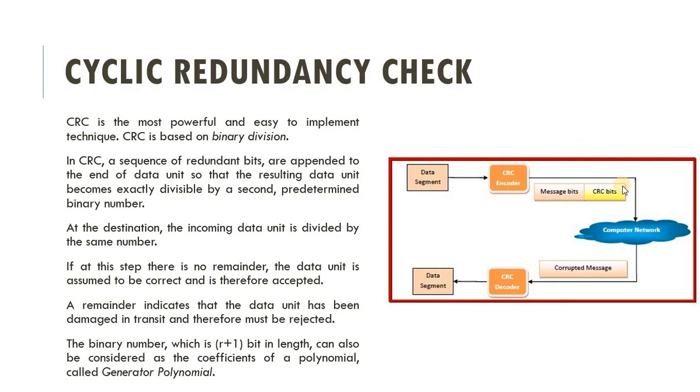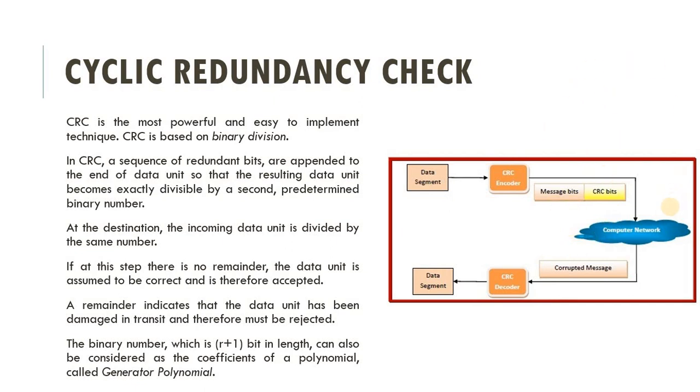So what happened at the sender side? We are adding some redundant bits with the original message bits. Suppose our message is hi, so we are converting this message into the binary bits, and then we'll attach some CRC bits, or it is also called the redundant bits, at the end of that message, and then we'll send that message over the computer network.